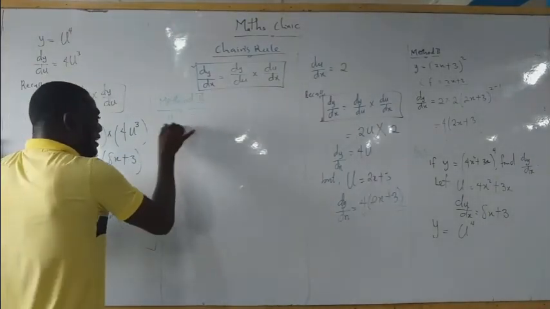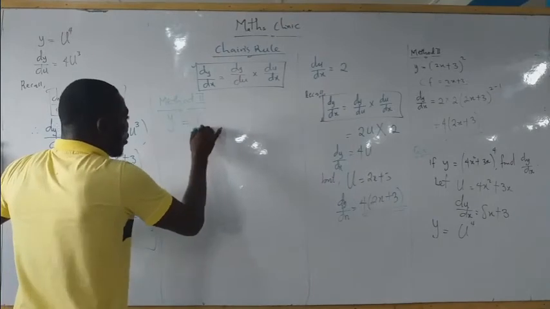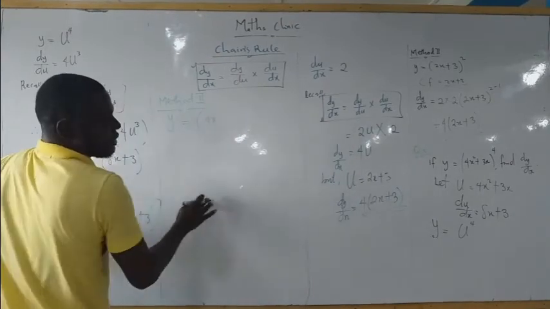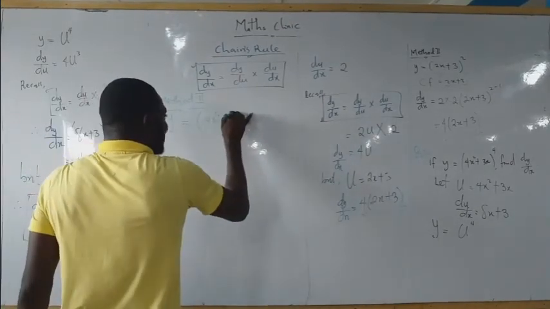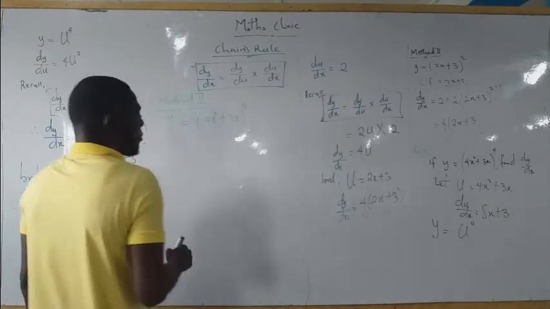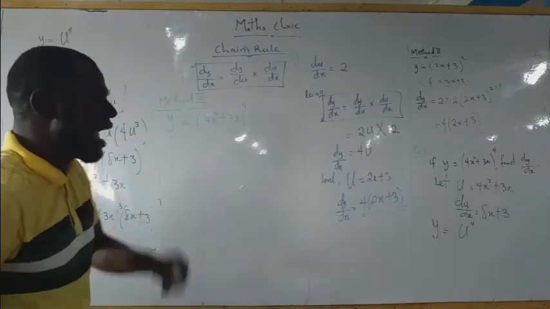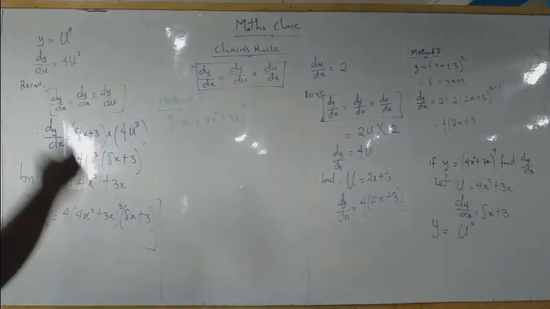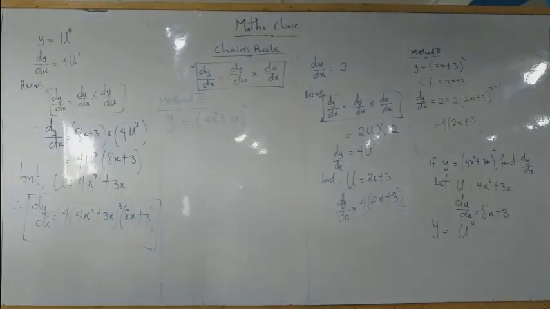We know that y equals 4x squared plus 3x, all raised to the power of 4. And we have to find dy/dx, the fast approach method.